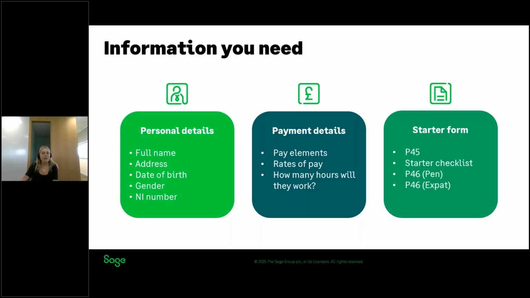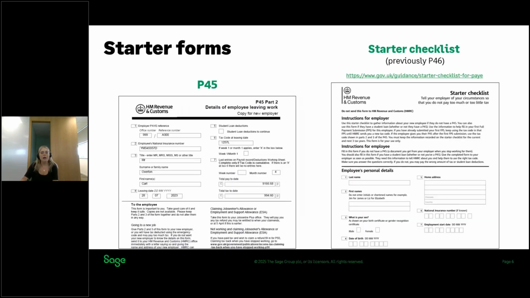So let's take a look at the starter forms that you can get. We've just got a couple of examples here on the slide. On the left, we've got the P45. That'll be from the previous employer. You will get part 2 as a new employer. That's going to give you the employee's personal details and also any information about previous total pay to date or total tax to date. It will give you some information around student loans, but you will have more information on a P46, or the starter checklist.